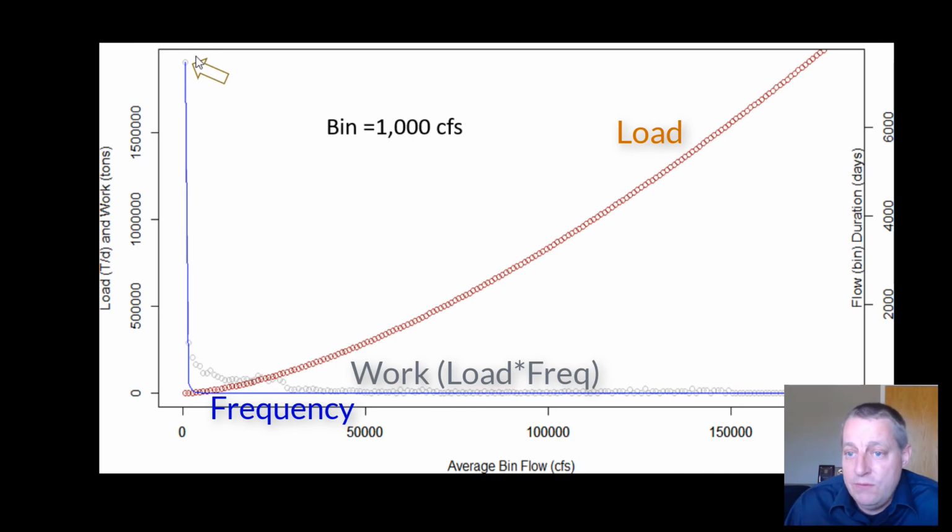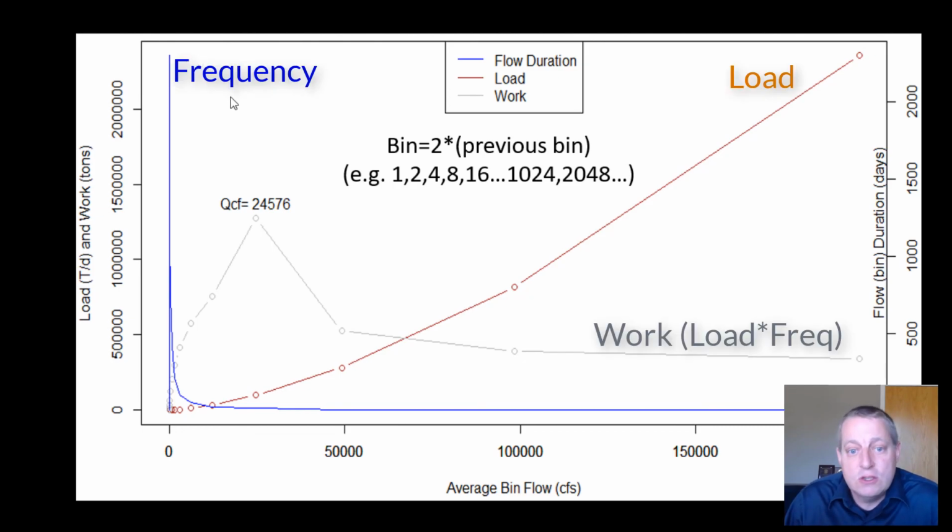But if you use nonlinear bins, and what I like to do is make each bin twice the previous bin, so my bins are 1 CFS, 2 CFS, 4 CFS, 8 CFS, 16, and on until 1024, 2048, and so forth, so that each bin doubles the previous bin. Then you start to get something that makes more sense.